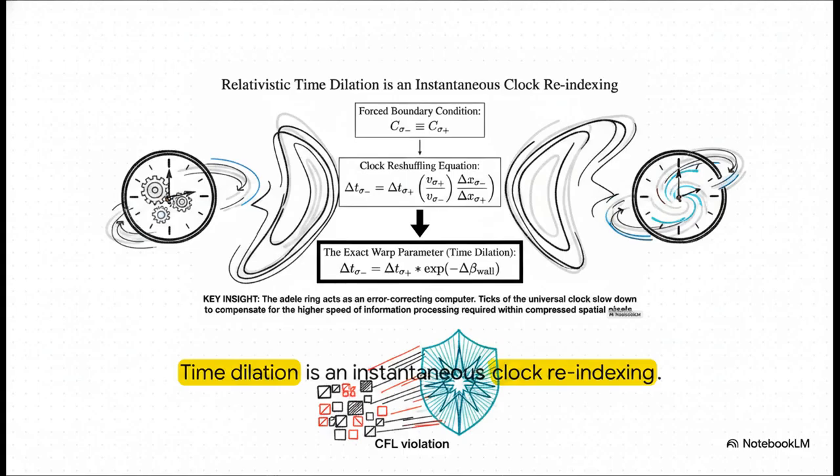To perfectly balance out those compressed pixels and the intensified velocity we just talked about, the post-crossing time translation interval, delta t, has to instantaneously drop. You can see right here it scales down by the exact warp parameter, xp minus delta beta. Now, to a macroscopic observer like us, this instantaneous clock reindexing behaves exactly like relativistic gravitational time dilation. The universal clock literally slows down for no other reason than to block a CFL violation.